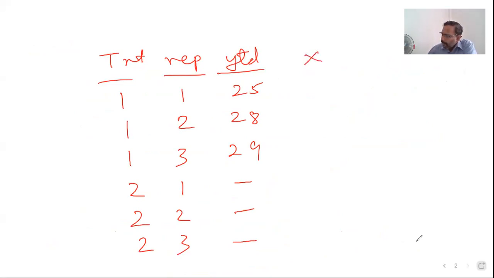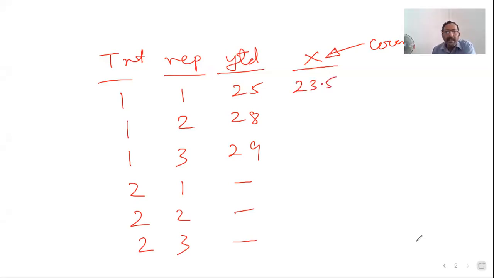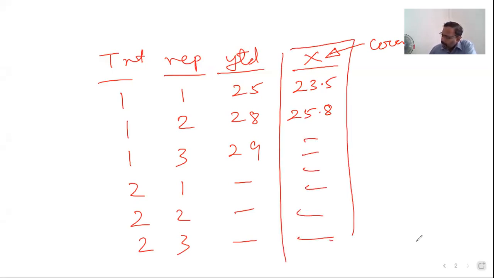Now we are taking a value. This is called as covariate. In our example, what is our covariate in this animal experiment? Initial weight. This may be 23.5 kilogram initial weight. This may be 25.8 kilogram as the initial weight. So likewise, we have the additional information. This is called as covariate. So here, this is the response. This is also called as Y.